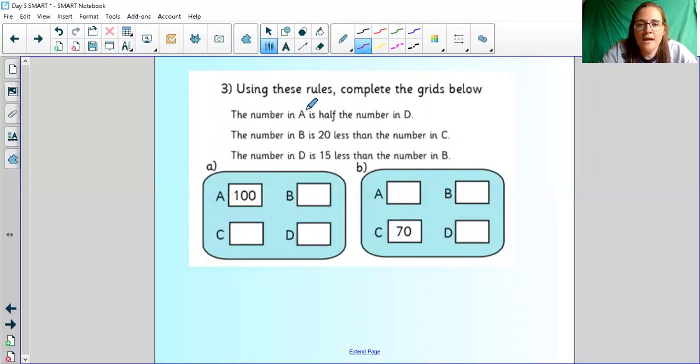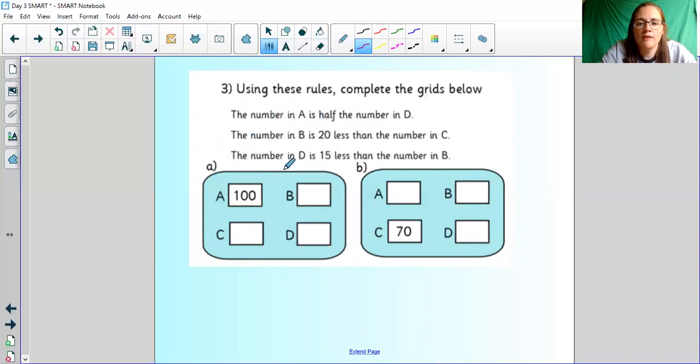The number in A is half the number in D. The number in B is 20 less than the number in C. The number in D is 15 less than the number in B. And I'm going to warn you now, we might not do them in order. We might do them in order, but we might not.